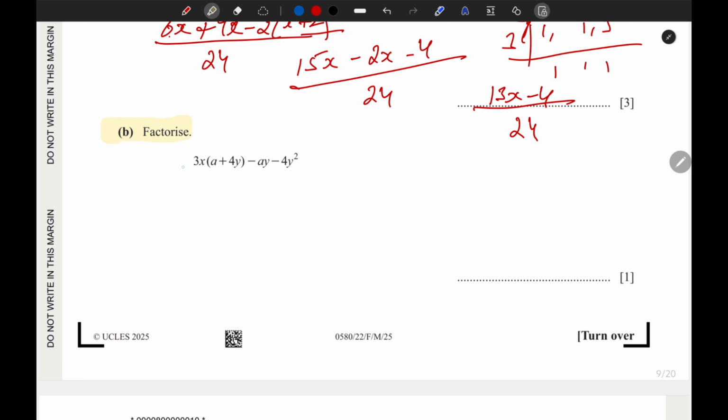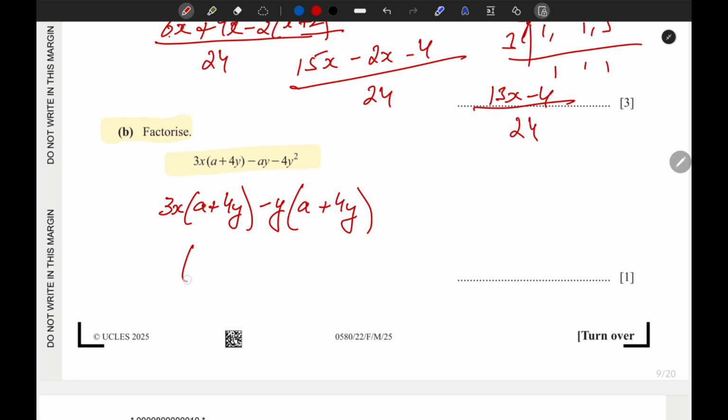Factorize 3x a plus 4y minus ay minus 4. Okay, see, what we can do is that this is 3x, this is a plus 4y. So now we can see, we can take actually minus y common. So this will be a plus 4y.